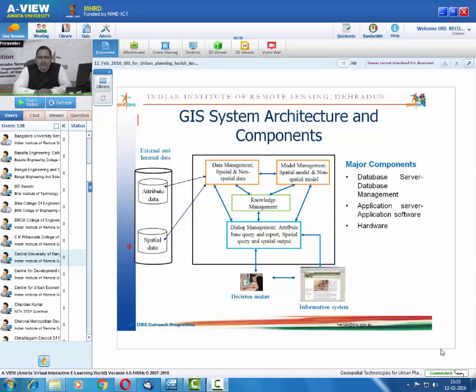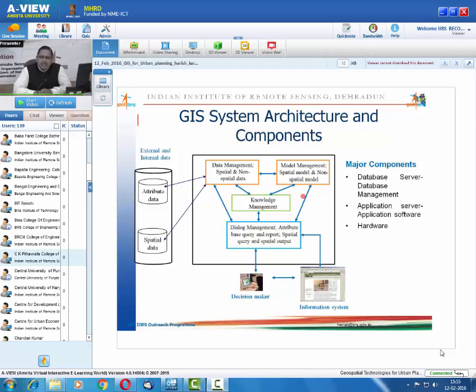And once you have this database management system in place, you will have a database management system for the spatial and non-spatial data. Then the important component of GIS is the model management system. Basically various modeling techniques and different data models are available to present your data sets. We'll be discussing these data models in coming slides. And then another important component is the knowledge management system. It is not an essential component. It is basically an optional component of GIS.